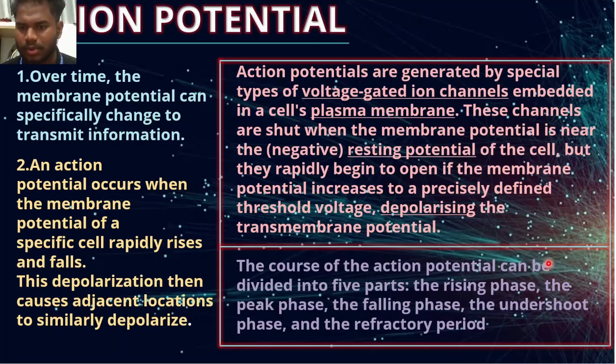The course of action potential can be divided into five parts: rising phase, the peak phase, the falling phase, the undershoot phase, and the refractory period.